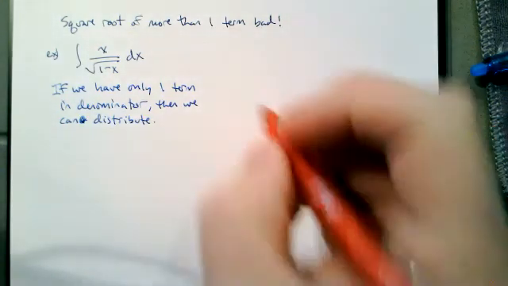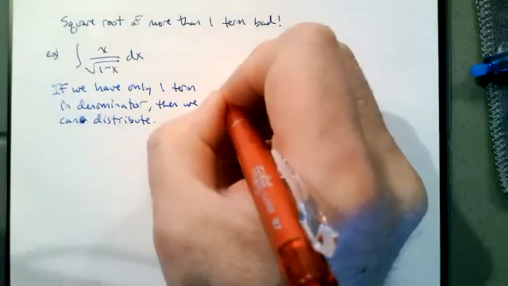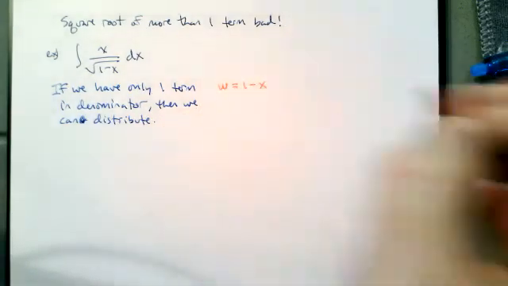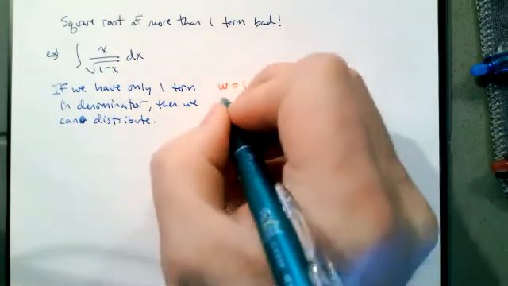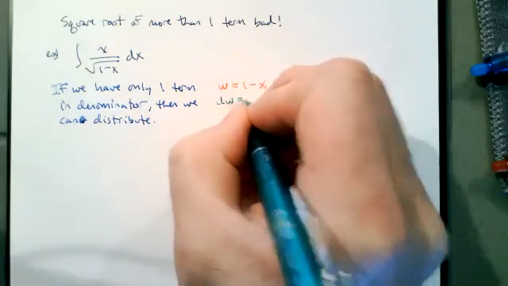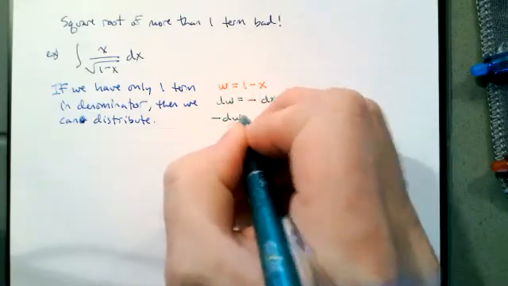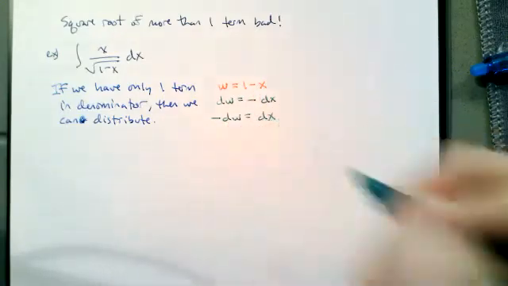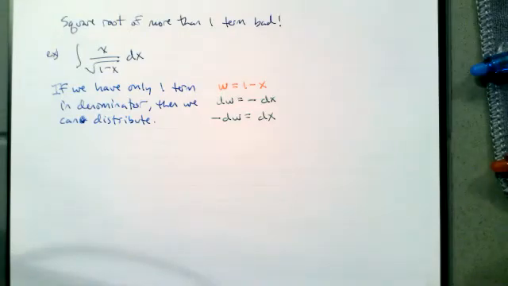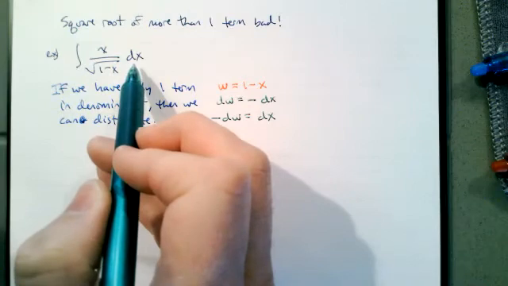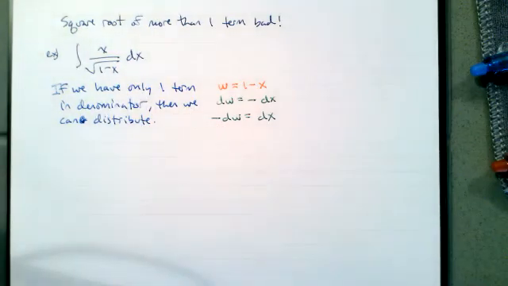I'm going to make a substitution. I'm going to substitute w is equal to 1 minus x. Then dw is just going to be minus 1 times dx, so a minus dw is going to be the dx. Now this takes care of the square root of 1 minus x, and it takes care of the dx, but now I've got this x in the numerator that I also have to deal with.